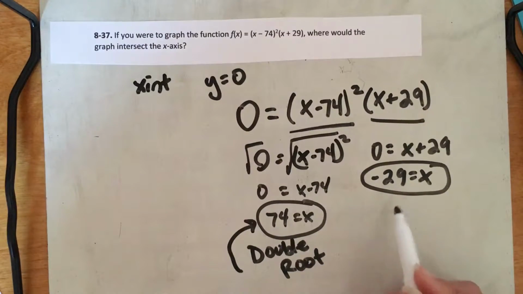Okay, you should say that. And then this is just a single root. So that means this bounces at 74. This one just goes straight through at the negative 29. Okay, so those are where the graph of that function would cross the x-axis.